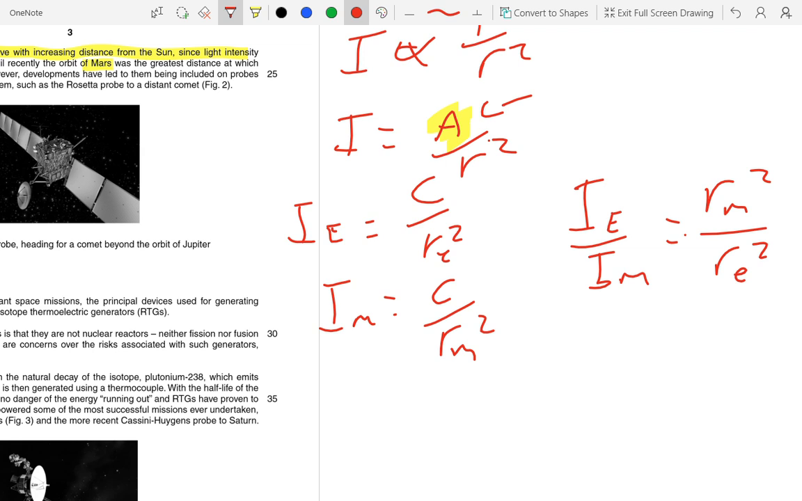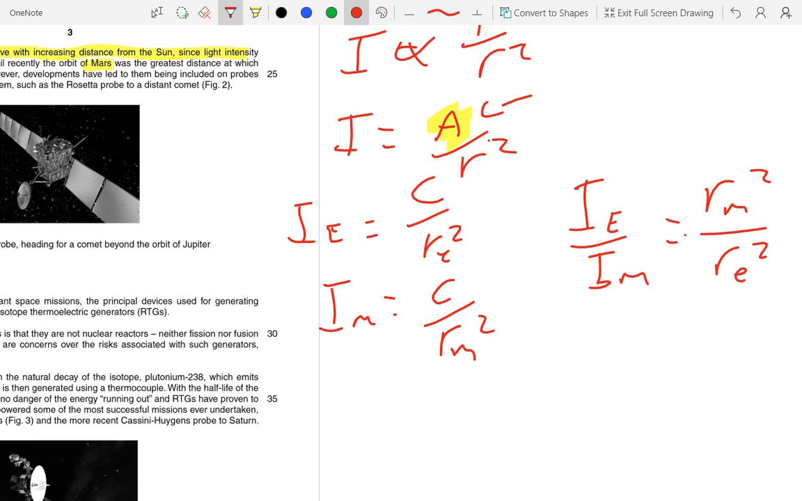So what that implies is that the ratio of intensity from Earth to Mars would be greater than 1, because the radius of Mars is greater than the radius of the Earth. So that's what you'd expect. And then if you plug in the values, you can work out the ratios that the intensity goes. I think Mars is about 1.5 astronomical units and Earth is 1 astronomical unit. So if you sub that in, it doesn't matter what units you use as long as you're consistent. But if you sub that in, then you'll find that the intensity is a factor of 2 or so larger on Earth than it would be at Mars.